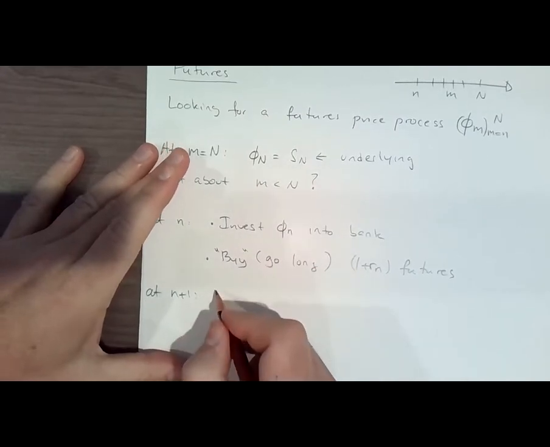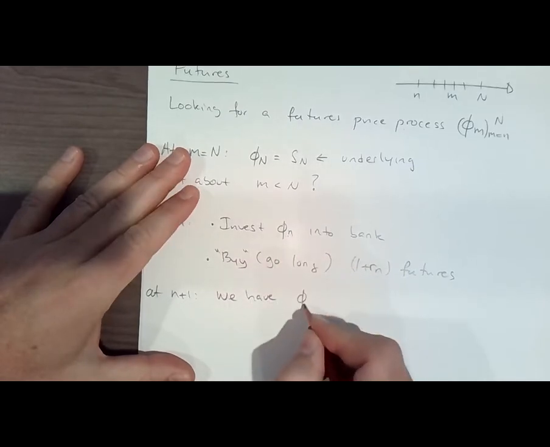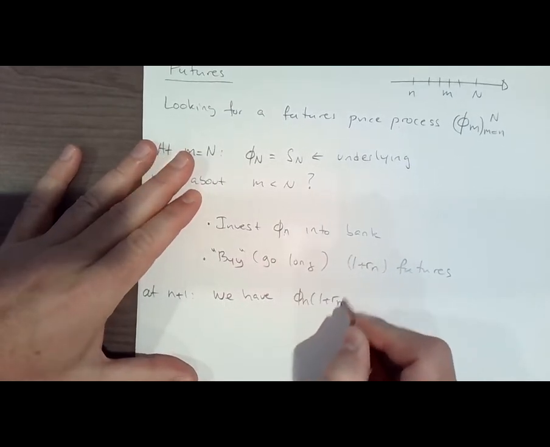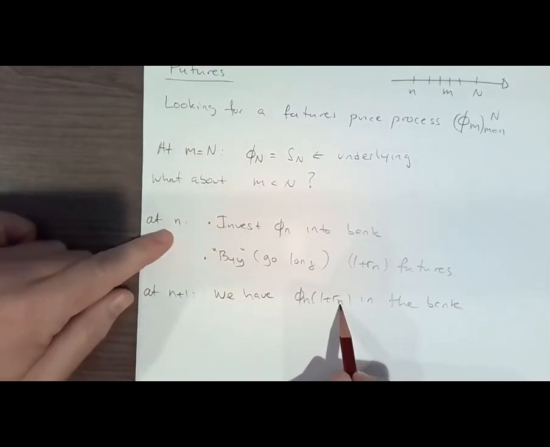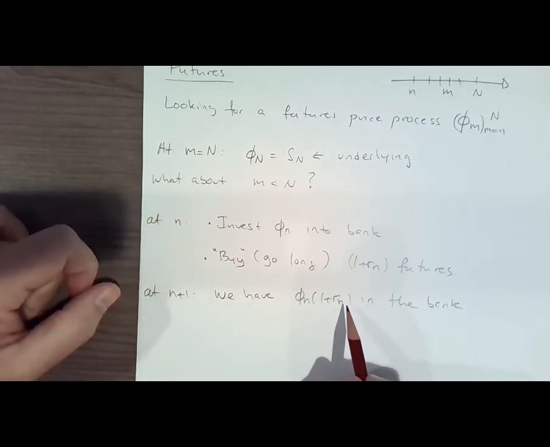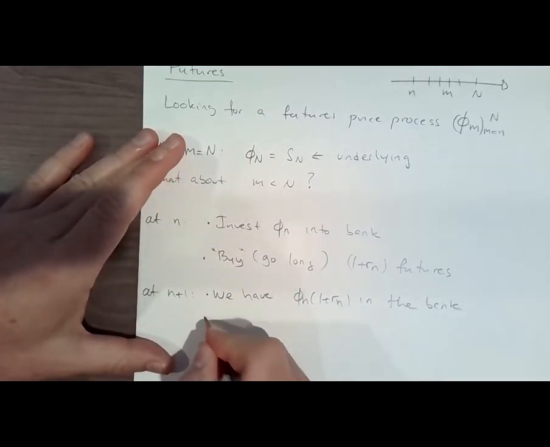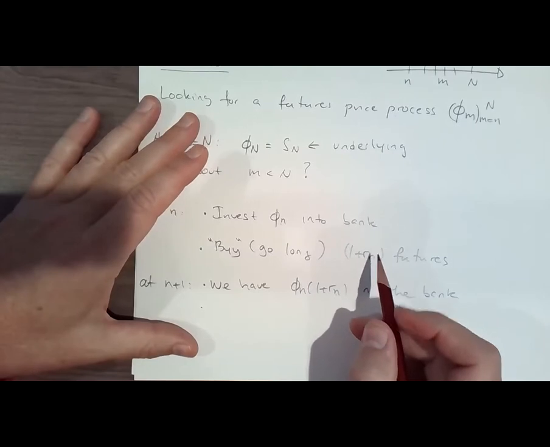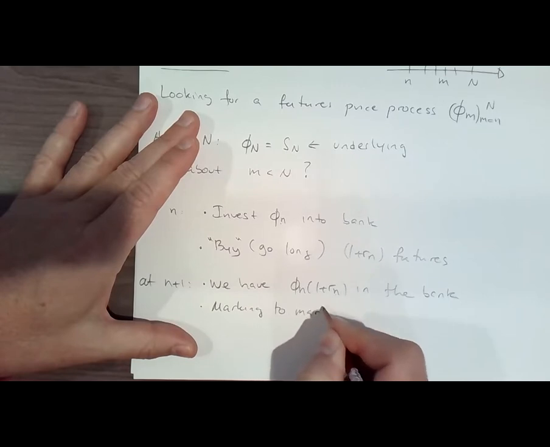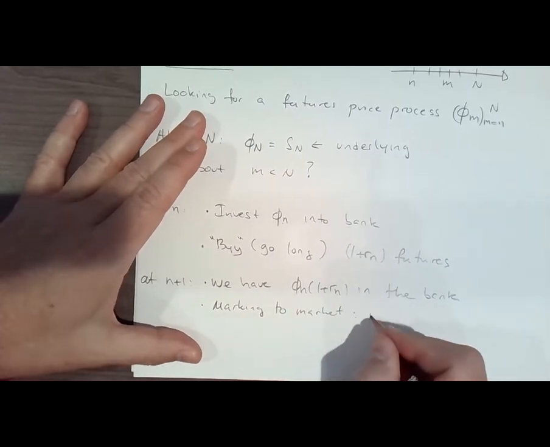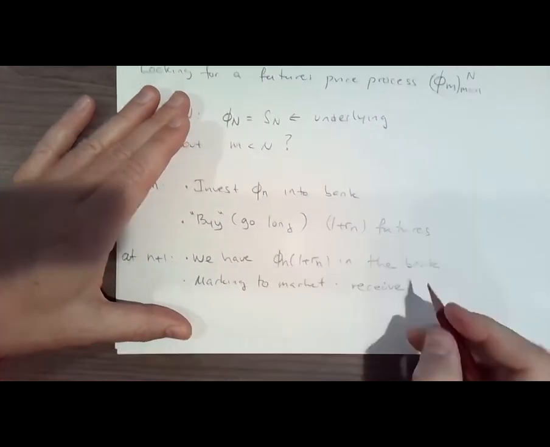At time n plus 1, in the bank we invested that much at the earlier time, so we're going to have that much times 1 plus Rn in the bank. Remember, the interest rate Rn is what works from n to n plus 1. So we have this much in the bank, and then we have to deal with these futures. So we have this marking to market. We're going to receive, and this is because we're long.